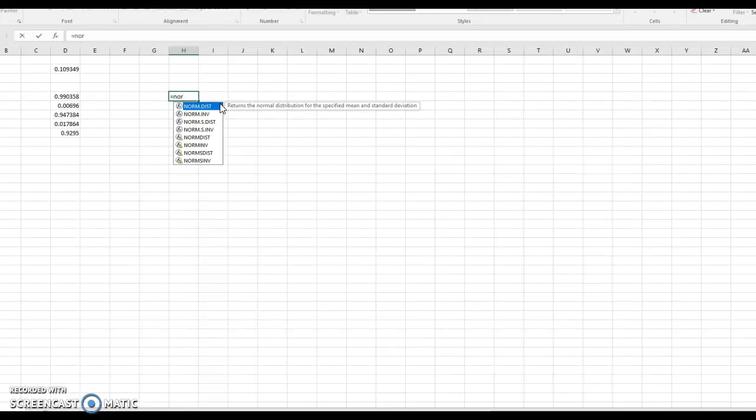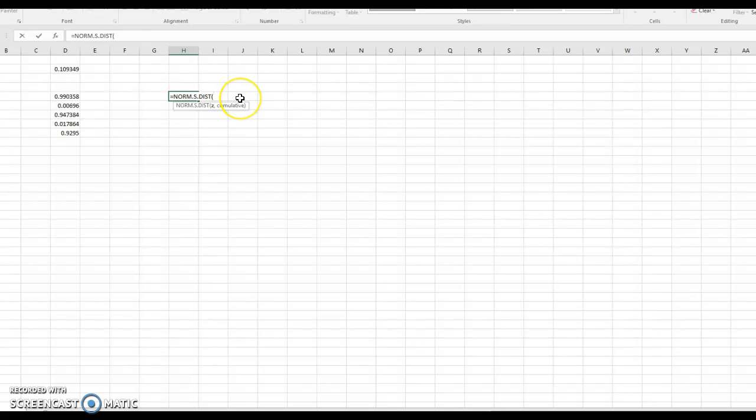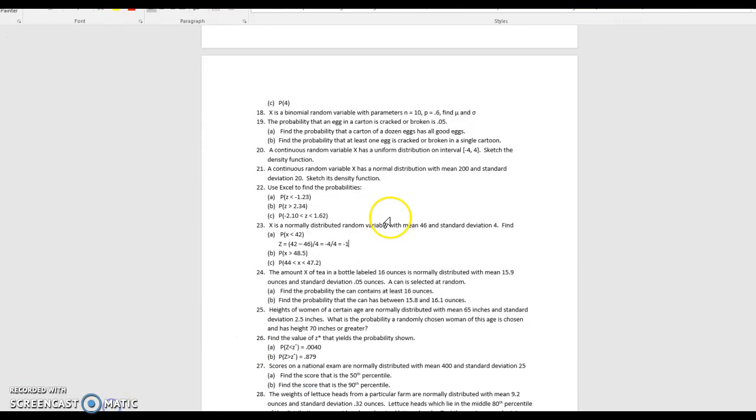So we're going to do our norm.s.dist here. We're going to put negative 1 in and true. And it tells us that is 0.1587. All right, so let's go back here. And so we're going to get for the actual probability 0.1587. All right, now let's notice this one's greater than, but we can still go ahead and proceed with our z-score calculation.